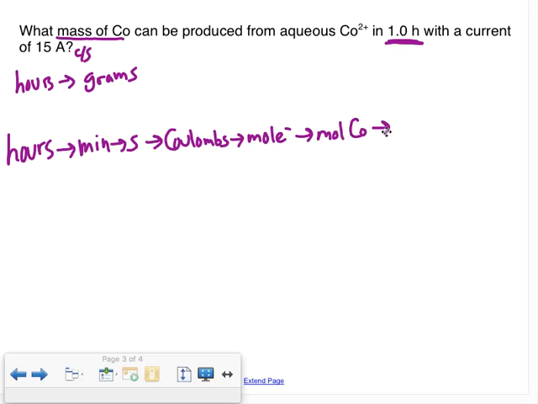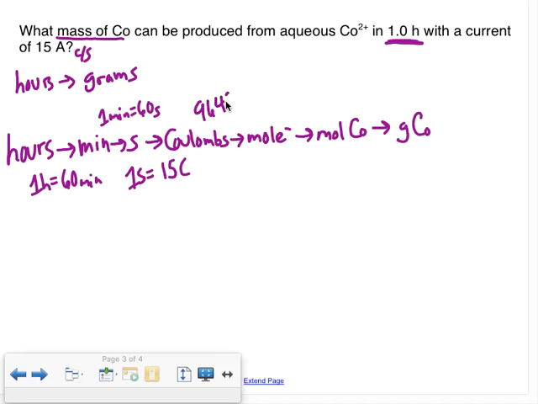The mass. Let's figure out what these conversion factors are. So 1 hour is 60 minutes. We know that. 1 minute is 60 seconds. For seconds to coulombs, we'll use that current: 15 amps is 15 coulombs per second, or 15 coulombs in 1 second. Coulombs and moles, that's when we use Faraday's constant. So 96,485 coulombs equals 1 mole of electrons.